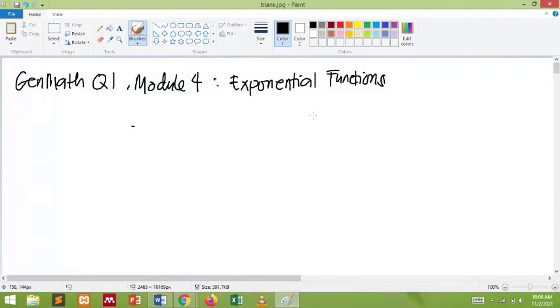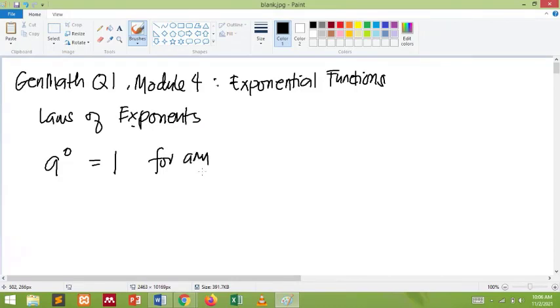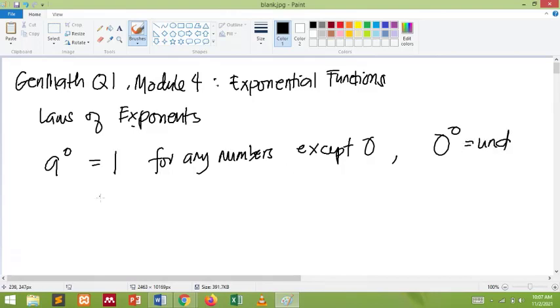So, review on exponentiation, if you can still remember. Laws of exponents. The first one is any number raised to the power of 0 is equal to 1, for any real number except 0. Why? Because 0 raised to the power of 0 is undefined. Okay? And then any number raised to the power of 1 is the same number.